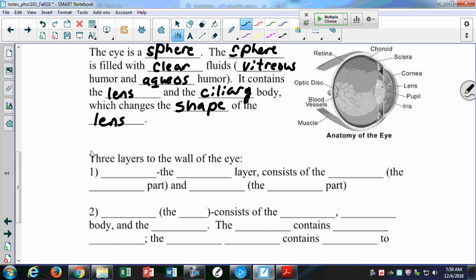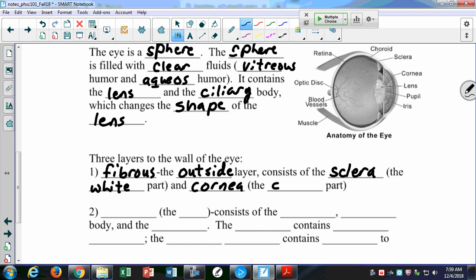You have 3 layers to the wall of the eye. I'll come back and show you that figure that I showed you before, and we'll identify all those different parts of the eye that you'll need to know. But first, let's just talk about the 3 layers to the eye. You have the fibrous layer. This is the outside layer. It consists of the sclera, that's the white part, the whites of the eyes, and the cornea. And that's the clear part.